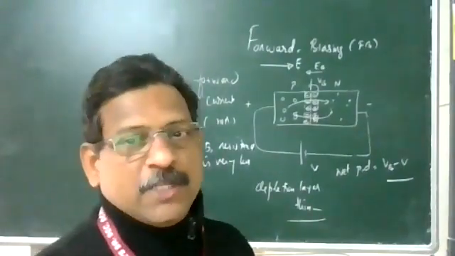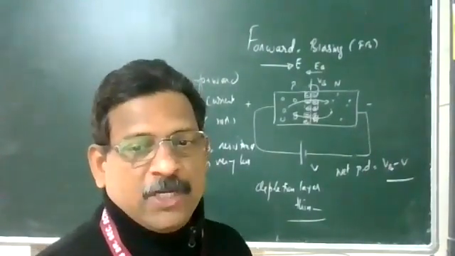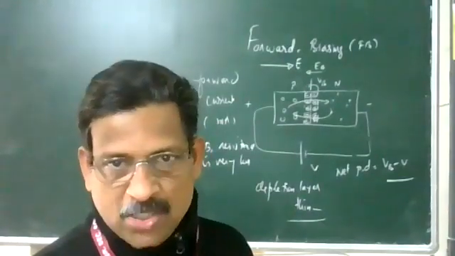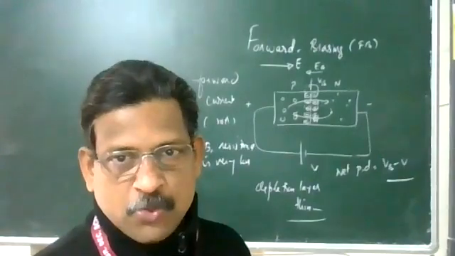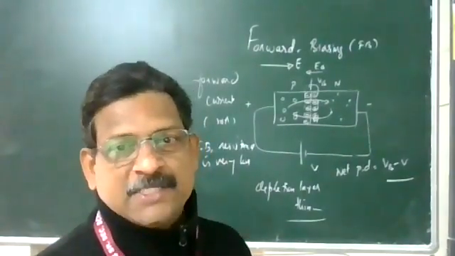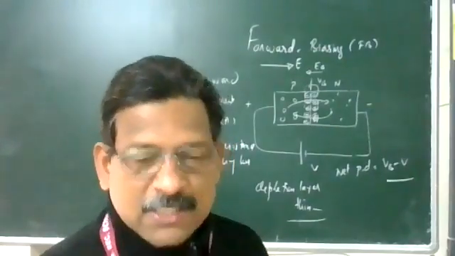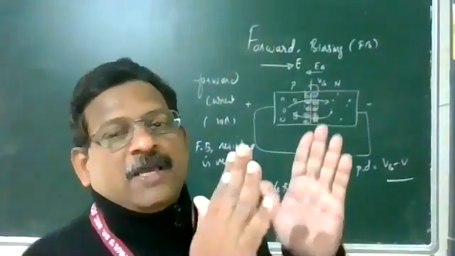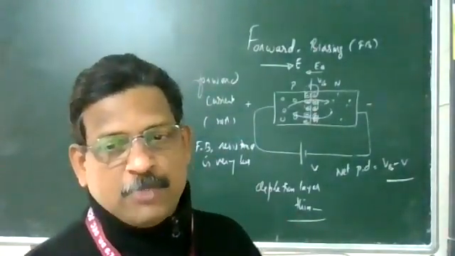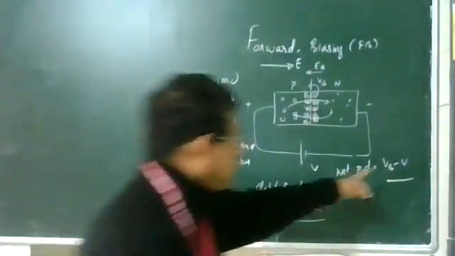So what happens in forward biasing? What will happen to the depletion layer? The depletion layer becomes thin. Why? Because the applied electric field is opposite to the barrier electric field. The net electric field, EB minus E, decreases, so opposition decreases and the depletion layer becomes thin. The net potential difference is VB minus V.